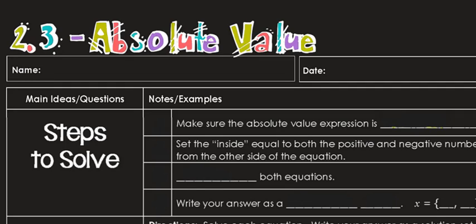2.3 Absolute Value. Steps to solve absolute value. Step 1. Make sure the absolute value expression is isolated. Step 2. Set the inside equal to both the positive and negative number from the other side of the equation. Step 3. Solve both equations. Step 4. Write your answer as a solution set.